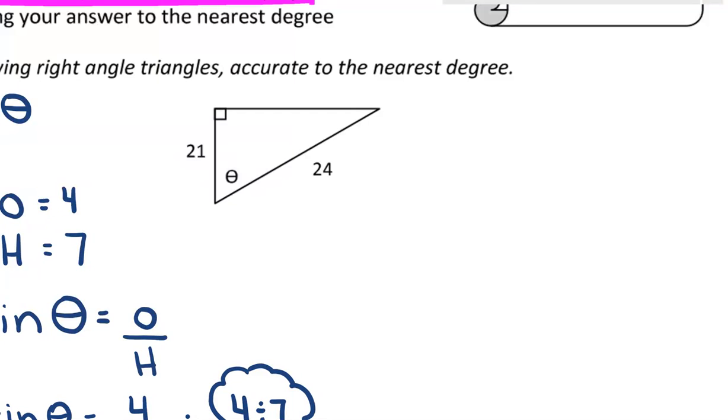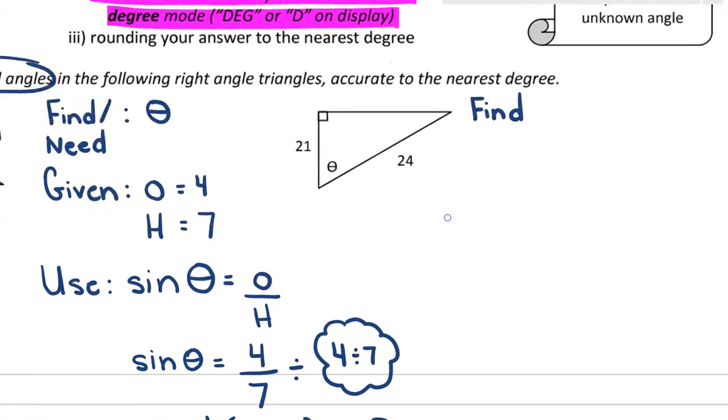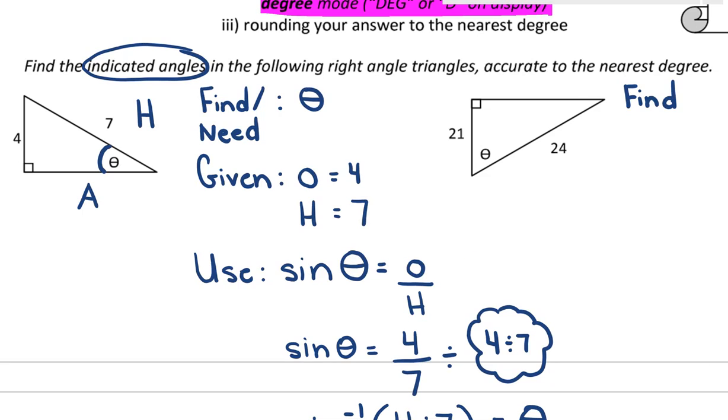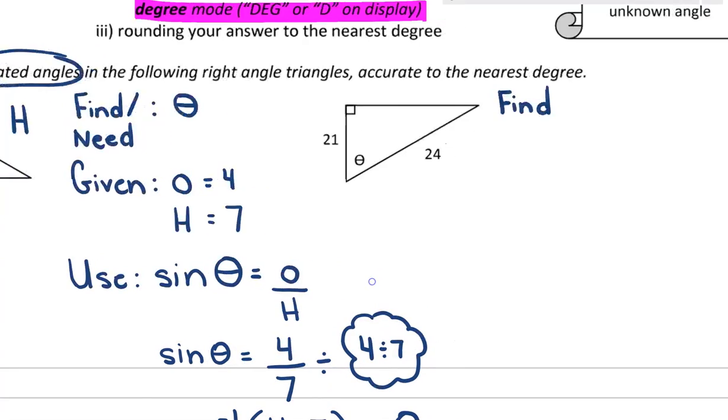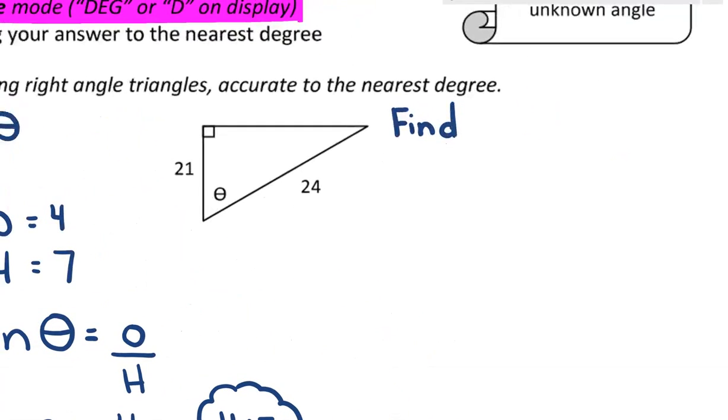Okay, so we're going to use the find, given, and use method. So what are we finding here? The question tells you, find the indicated angles. So what are we looking for in this example? Do you guys remember what that angle is called? It's called theta. That's an angle. That was learned from yesterday, and that means that that angle, which is right here, is missing.